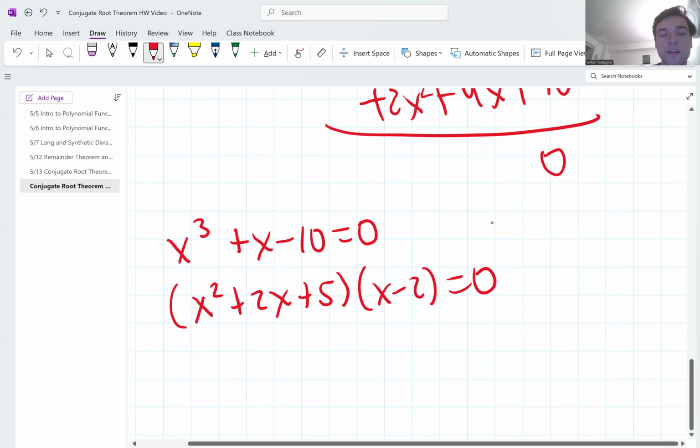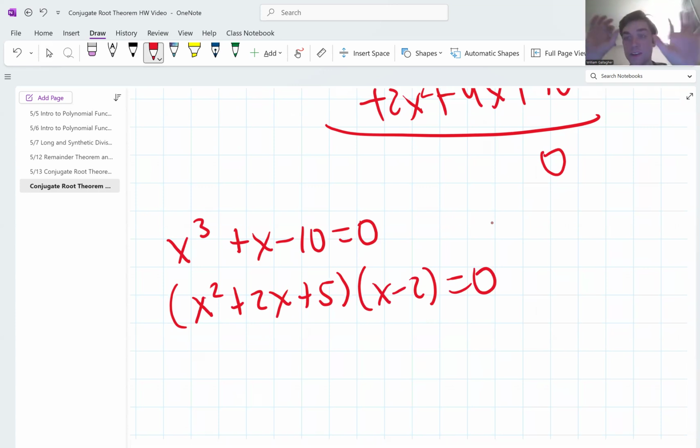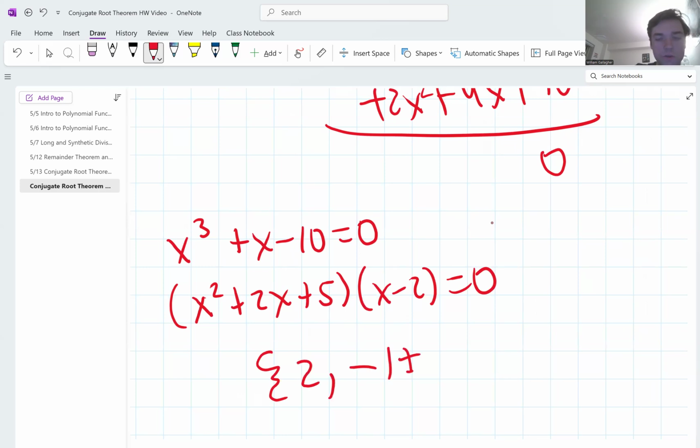That was our placeholder. And when x minus 2 is equal to 0, well, I guess to back up, right, the zero product property says that if the product is equal to 0, then either the first one is equal to 0 or the second one is equal to 0. We already know the zeros of the first polynomial, right? It's negative 1 plus or minus 2i. And x minus 2 is equal to 0, of course, when x is equal to 2. So the zeros of this equation are 2 and negative 1 plus or minus 2i. Okay.